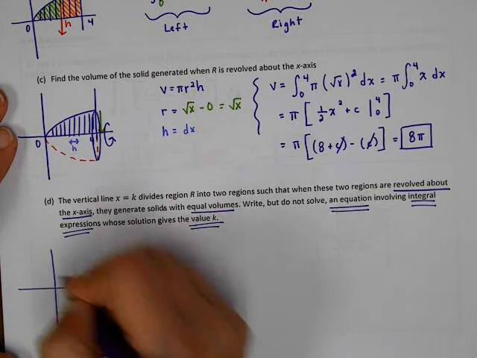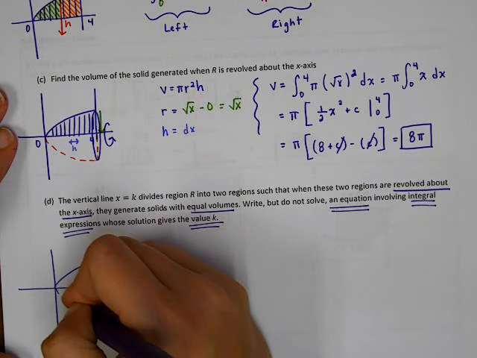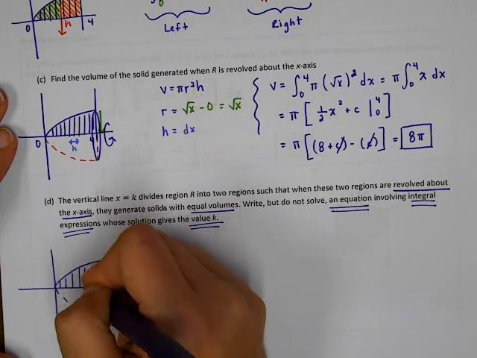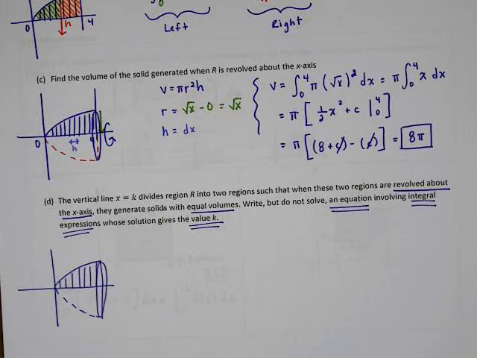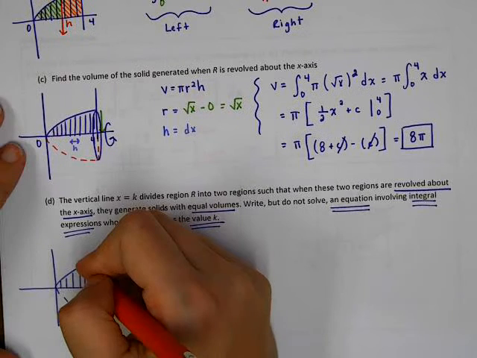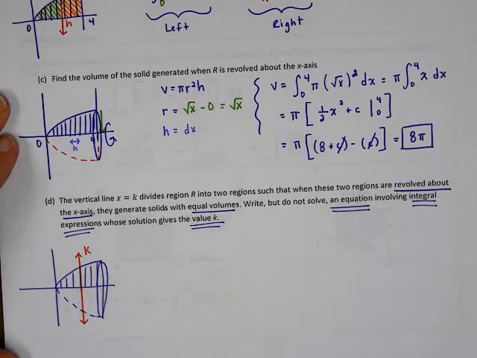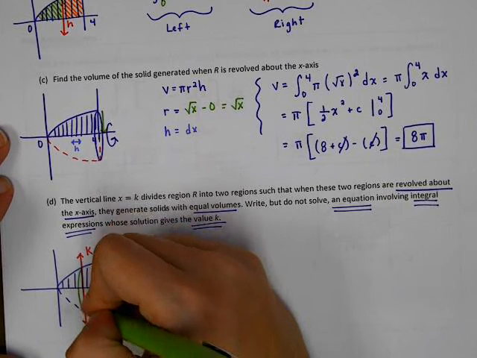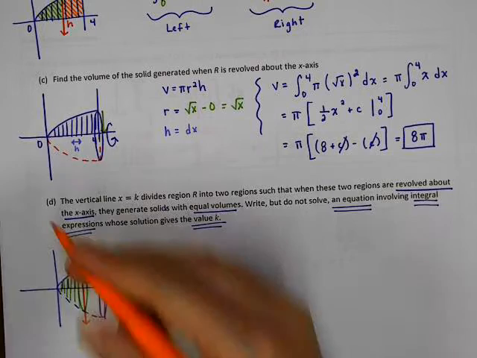So if I were to sketch a picture of this, I want to know, where can I draw this line so that the volume on the left is equal to the volume on the right.